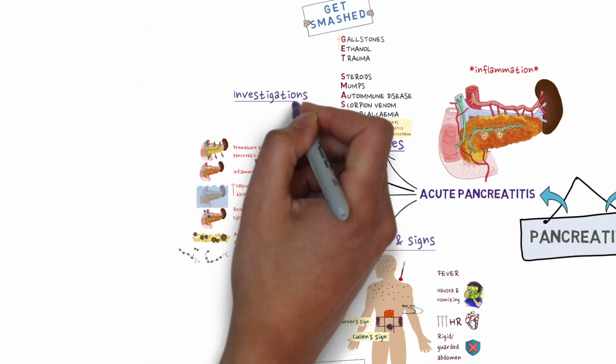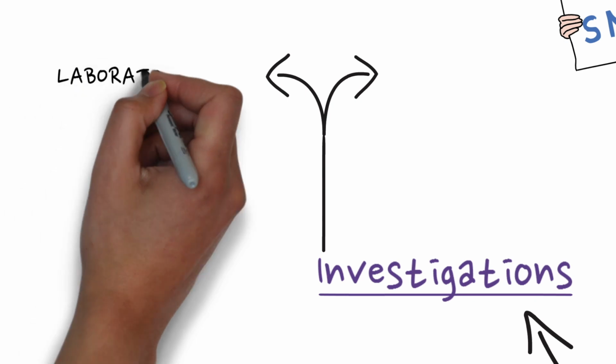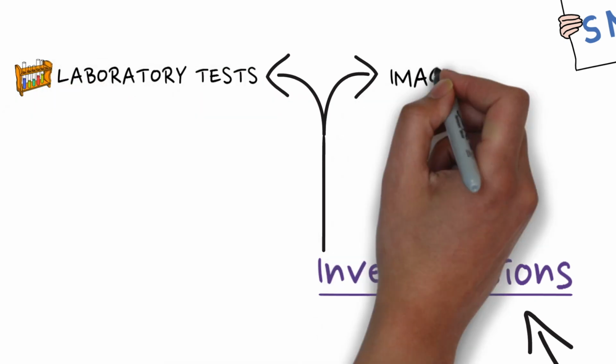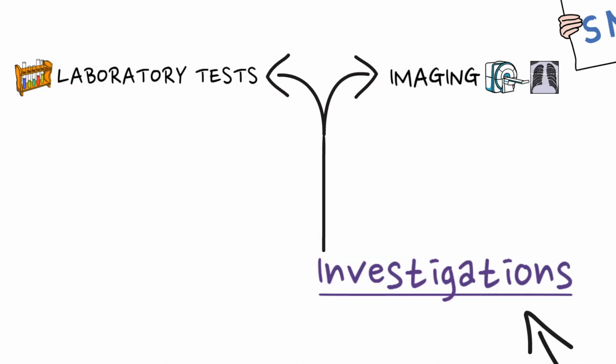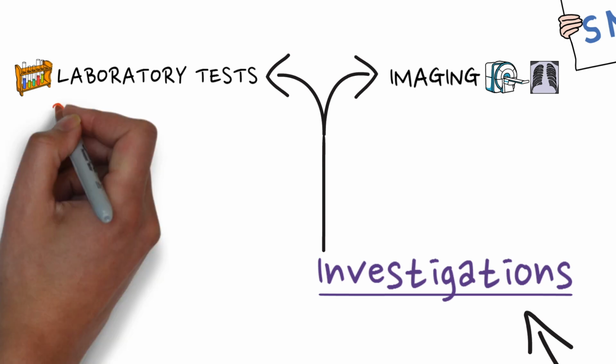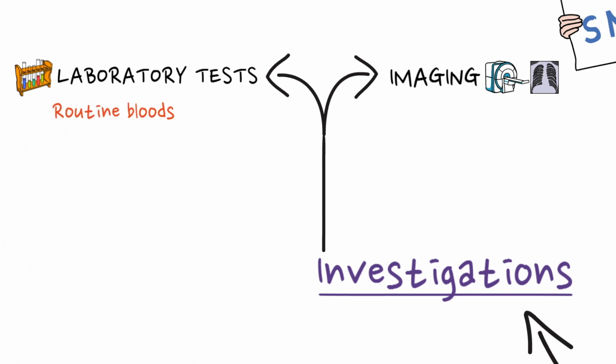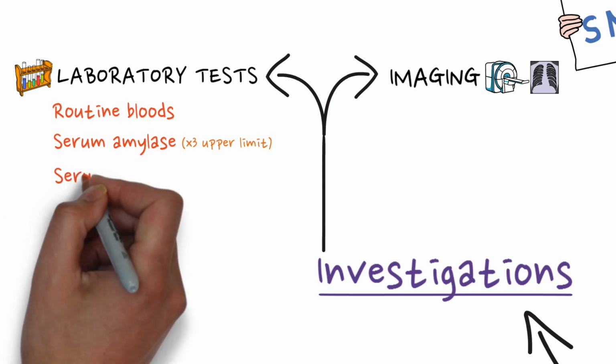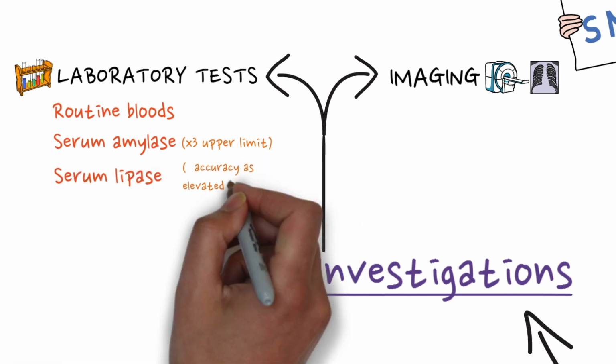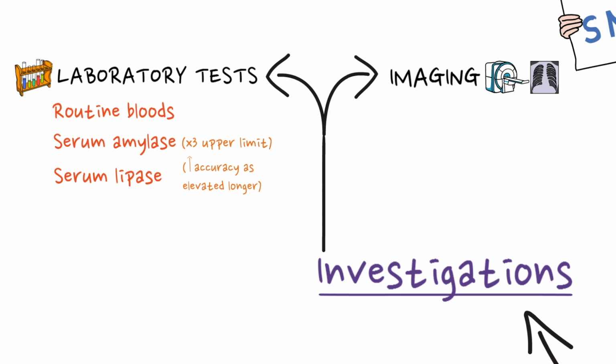Generally, the investigations for acute pancreatitis can be split into both laboratory investigations and imaging investigations. Laboratory investigations include routine bloods for an acute abdomen, including a full blood count, U's and E's and CRP, serum amylase, which in pancreatitis should be 3 times the upper limit of normal, serum lipase, which should also be raised and is often more sensitive due to its levels being elevated for longer than serum amylase, and liver function tests to see if there is any associated liver or biliary pathology.